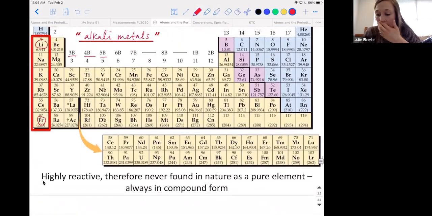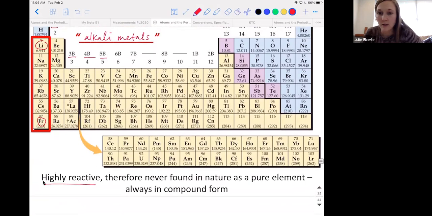All right, what you need to know about group 1. These elements are highly reactive, okay? So in nature, if they bump into things, they're going to react. And because of that, we don't find them in nature as a pure element. They're usually always bound up with other things in compound form, okay? So we find these in compounds because they're so reactive.